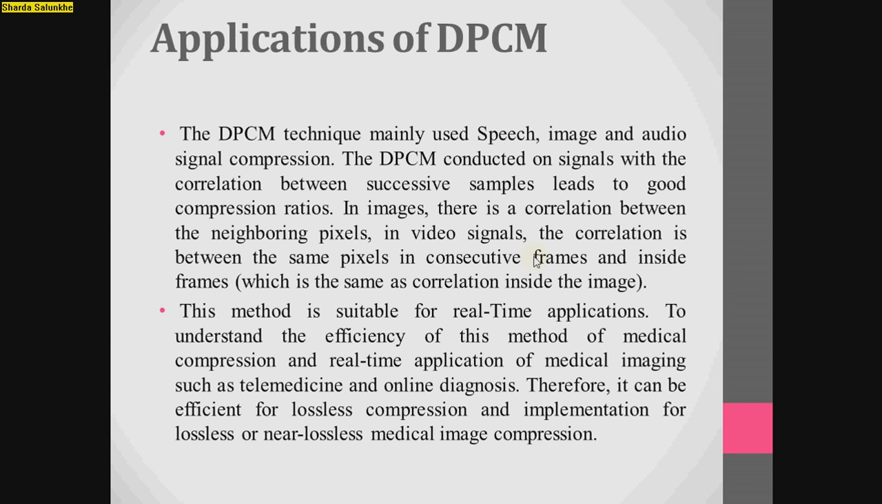Next, applications of the DPCM. The DPCM technique is mainly used for speech, image and audio signal compression. DPCM conducted on a signal with correlation between successive samples leads to a good compression ratio. In images, there is a correlation between neighboring samples. In video signals, there is correlation between the same samples in consecutive frames and inside the frame. So in this kind of signal, the DPCM can be used for compression of the signal.